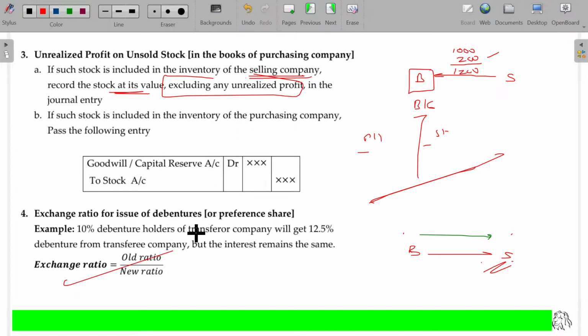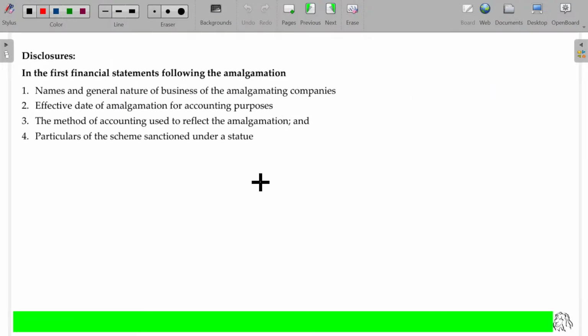Share exchange ratio also we have studied sometimes. 10 rupees shares, 10 rupees debenture holders are offered 12% debentures, but the same interest rate is maintained. In that case, the exchange ratio can be calculated this way: old ratio divided by new ratio to the face value. So these are the cases we have studied. If you are mastered with this one, then you are thorough with this chapter.